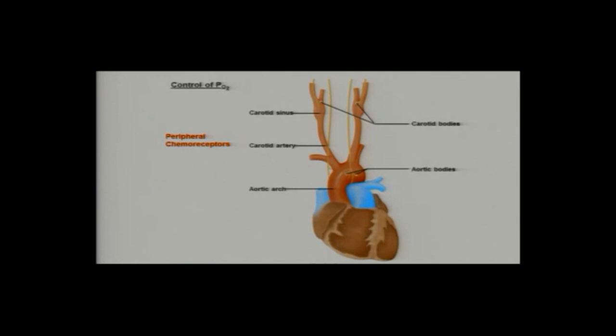So peripheral chemoreceptors: PO2, moderate sensitivity. Peripheral chemoreceptors are moderately sensitive to the PO2 of blood. They are only weakly sensitive to the PCO2 of blood, and they are highly sensitive to the pH of blood.